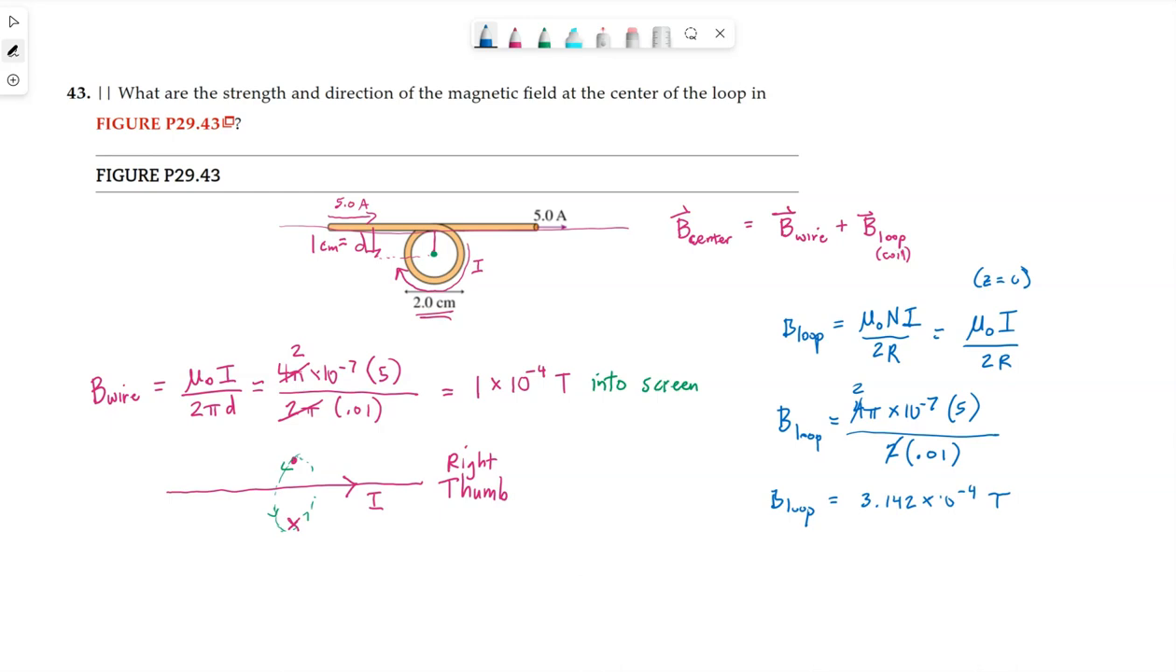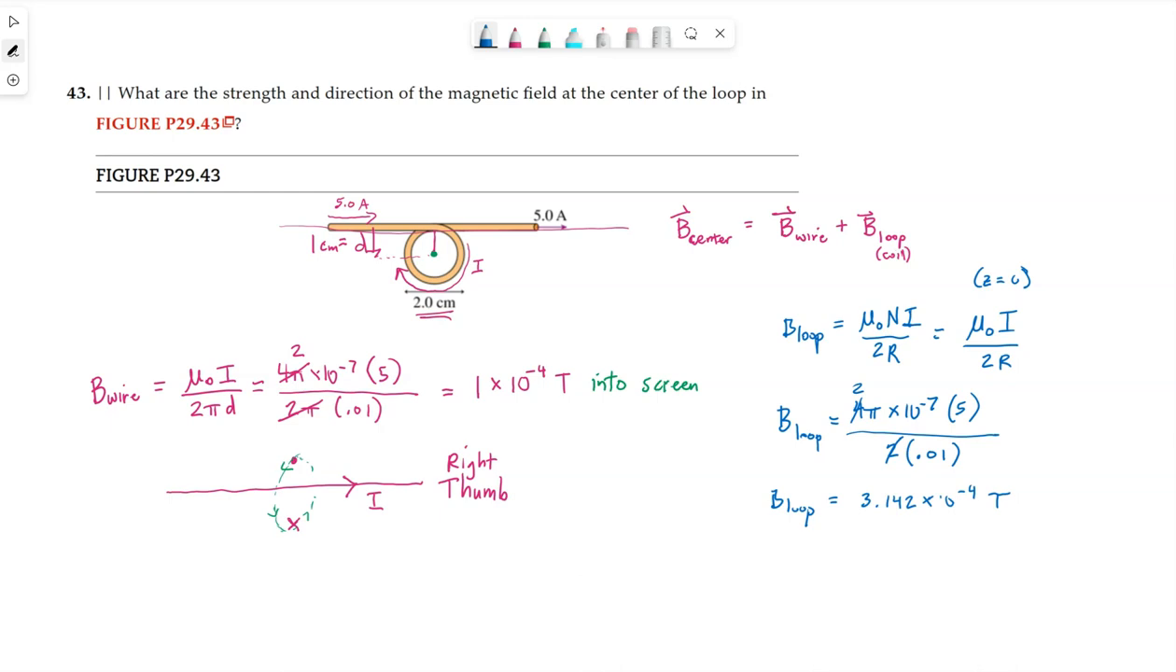The loop, every portion of the loop is the same distance from that point that we're looking at, as opposed to the wire itself. Different parts of the wire are different distances away. Now we do need to use the right-hand rule to figure the direction of this magnetic field as well.